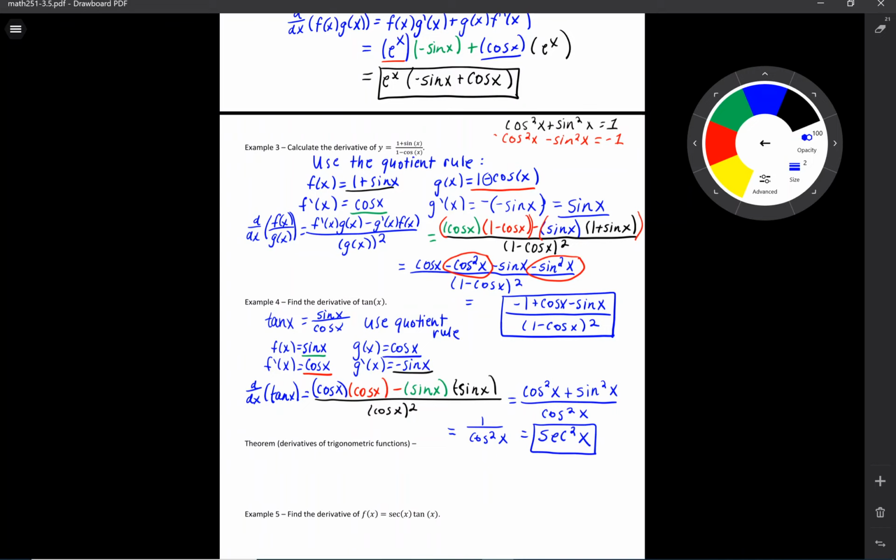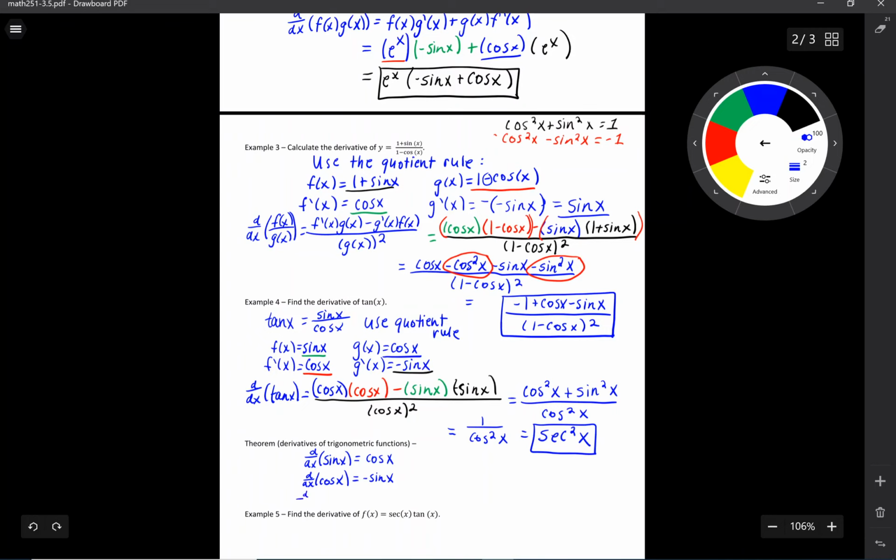So we are going to now write down the derivatives of all 6 trig functions. We've already learned 2 of them, and now we just derived a third one in example 4. So the derivative of sine of x, we know, is cosine x. The derivative of cosine x equals negative sine of x.